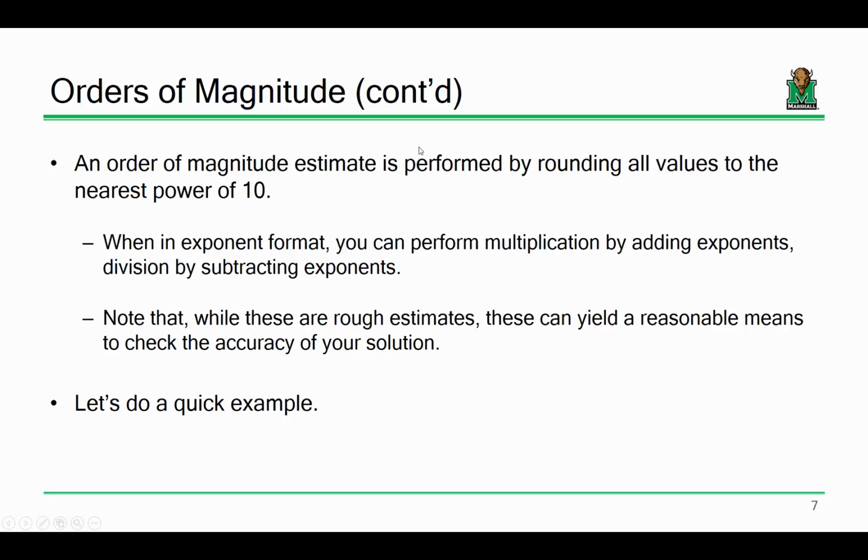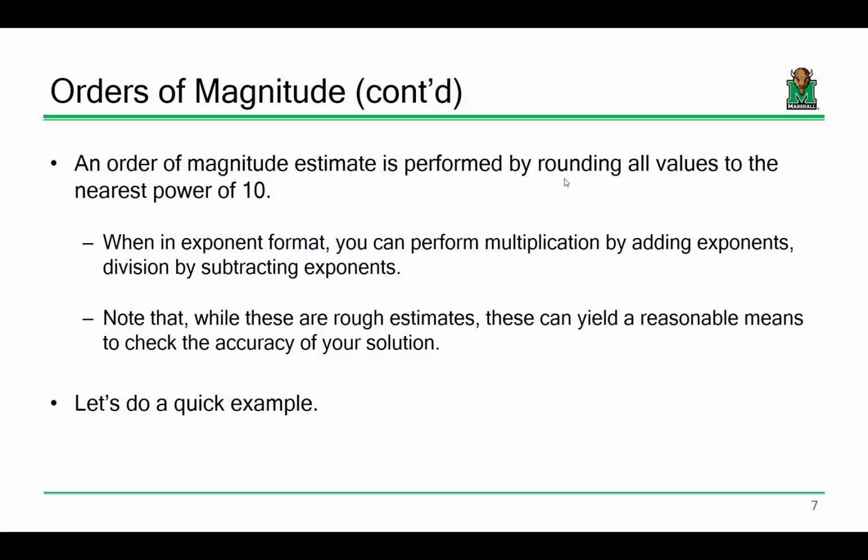Now, you can do this estimate by rounding everything to the nearest power of 10. That can be all of the input variables for whatever is being multiplied together, for example, or sometimes maybe you'll just round off the final solution to the nearest power of 10. When you multiply in exponential format, of course, you simply add the exponents and divide by subtracting exponents.